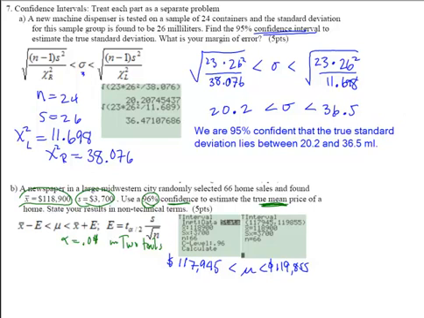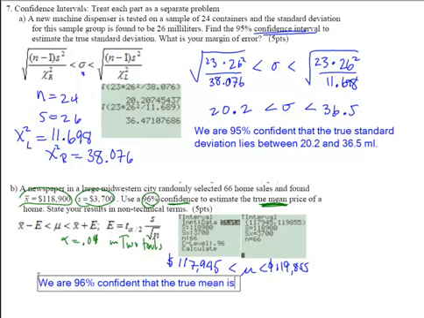And again, we can write this in words. We should practice writing it in words. We are 96% confident that the true mean is between $117,945 and $119,855.